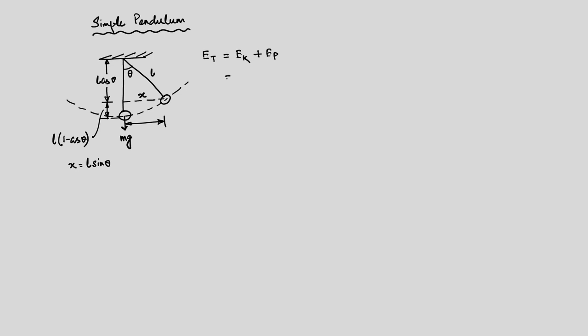So, if we write down the expression for kinetic and potential energy, what we have is half mass times velocity, which is L times d theta dt, that whole square, plus m g, and from this equilibrium position, this bob is lifted by an amount L into 1 minus cos theta. So, mgh is the potential energy. So, in this case, L into 1 minus cos theta. Now, that is the combination of kinetic and potential energy.